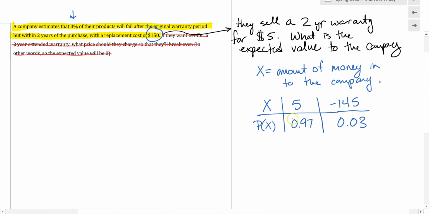So let's see what the expected value is here. What does the company expect to do with this? Win or lose, and by how much? So the expected value, again, is the event times the probability of it happening plus the event times the probability of it happening.